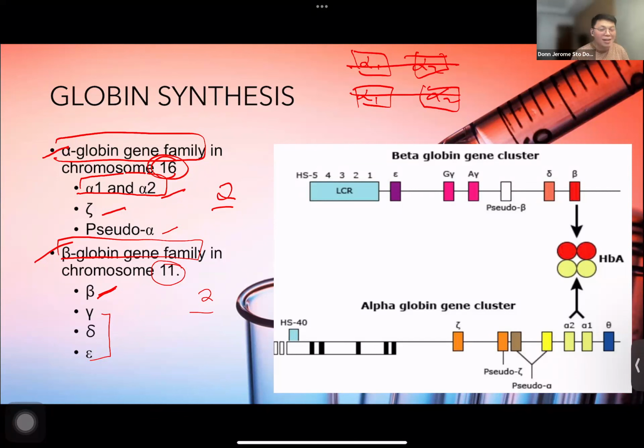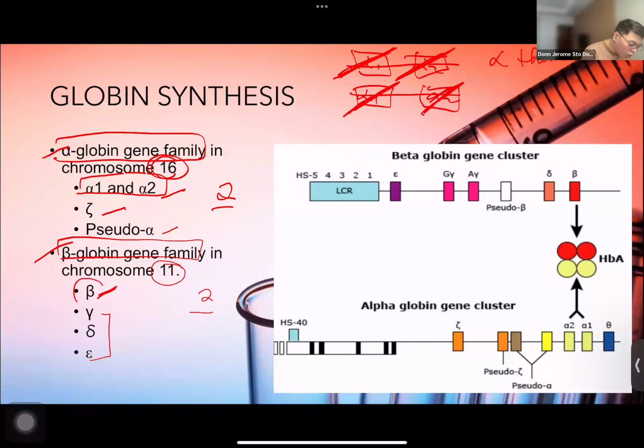Ngayon na lang. Such that in alpha thalassemia, there are 4 types of alpha thalassemia depending on the gene that you will delete. Pag isa yung dinilit mo, ang tawag natin doon, silent carrier. Pag dalawa yung dinilit mo, alpha thalassemia minor. Pag tatlo, hemoglobin H disease. Pag apat, that's your hydrops fetalis.